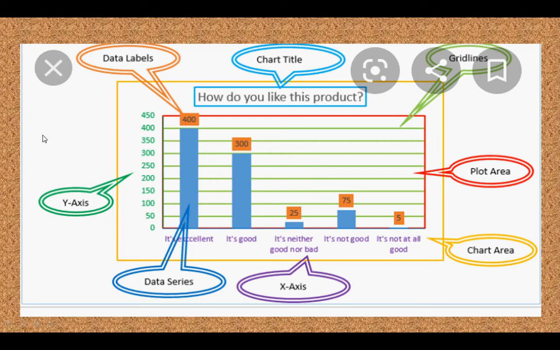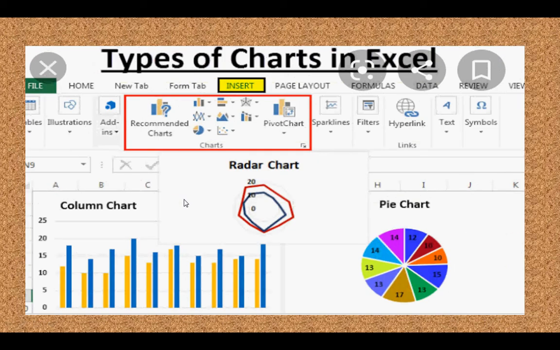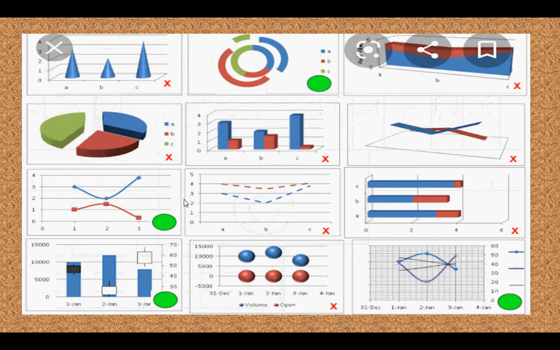Then there is one more thing, data points. These are called data points, and these are also called data labels. The bars, lines, slices, or other elements that represent the data value are called data points. Then we did chart types: column chart, line chart, pie chart, bar chart, area chart, scatter chart, and other charts. We did all these types, and in the previous class, in Excel, I explained how we can insert all these types of chart.